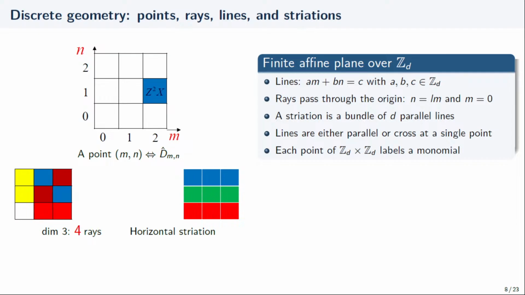Each axis is labeled by 0, 1, 2. And to a point, for instance 2, 1, we put in correspondence an operator. This is really a new step with respect to the continuous case. So we can assign to each block of this square an operator. For instance, here, 2m. M indicates the z direction, n indicates the x direction. So here we have the operator z square x.